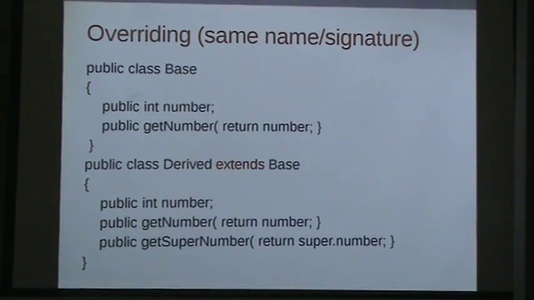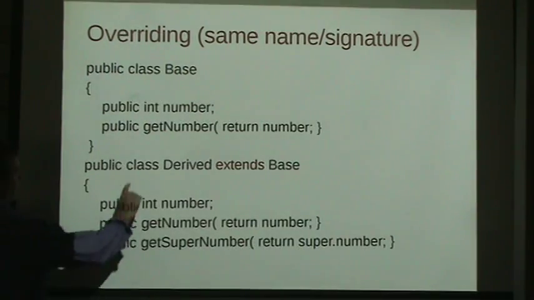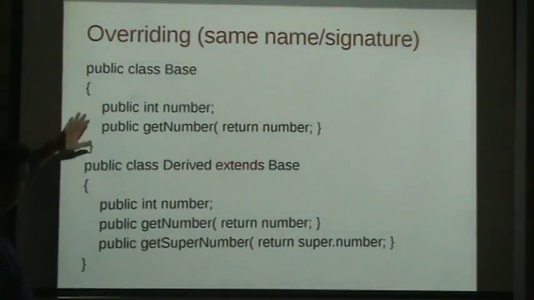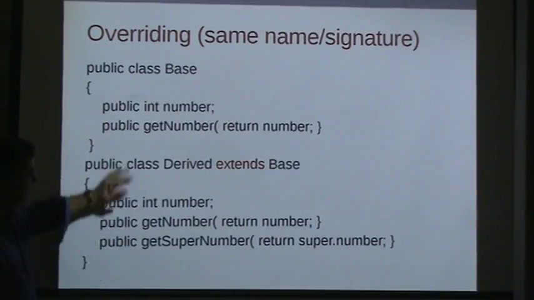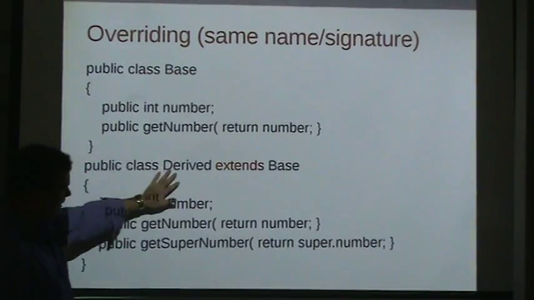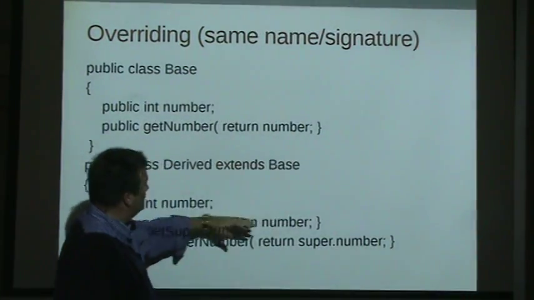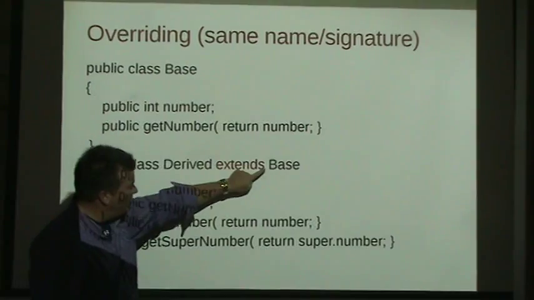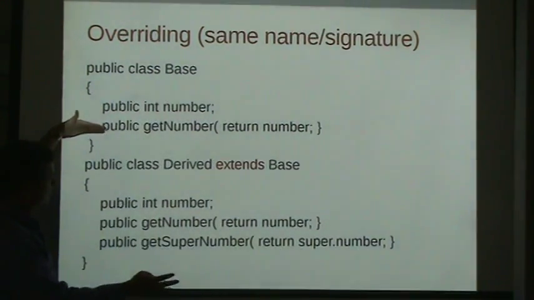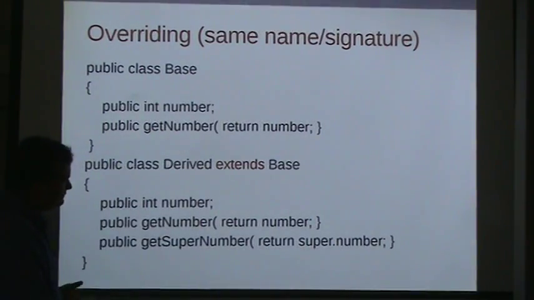Okay, so the idea of overriding in inheritance, this would be a case where you have an integer value and a public method called getNumber, which will return the value of that number. Then you create a new class called derive, which extends base. Because you extended base, you get this integer, and you also get this method called getNumber, which will take this integer and return its value.